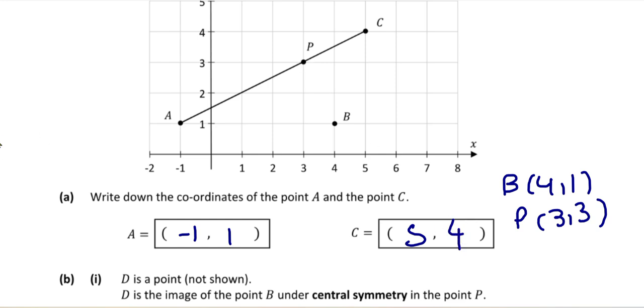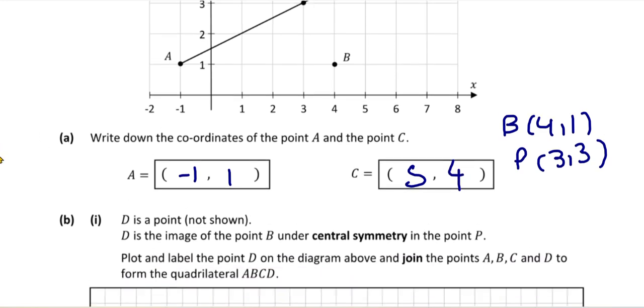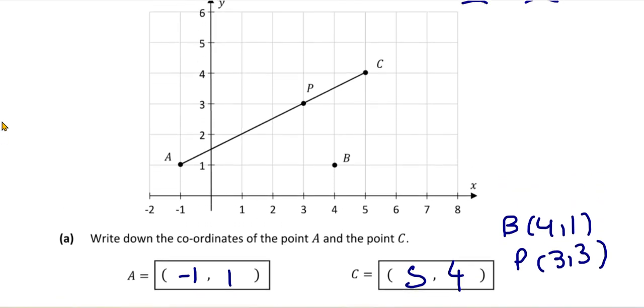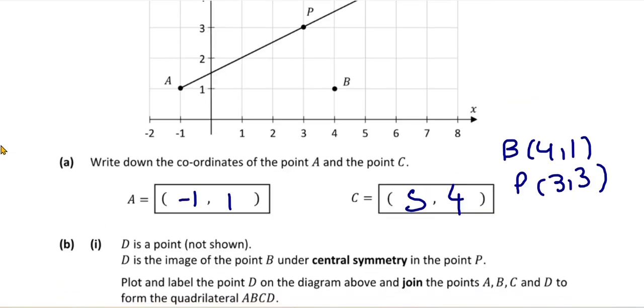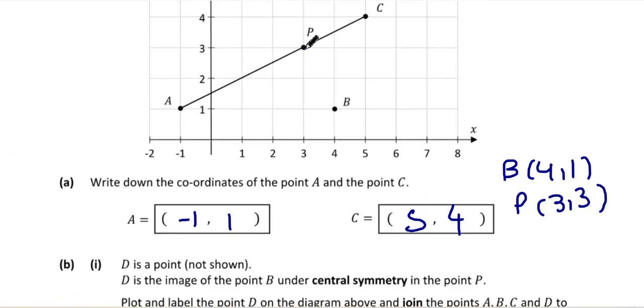Now, D is not shown. To be fair, this isn't your fault, you haven't really done this yet. What central symmetry means is, do you see the point B and the point P? Central symmetry means travel from B to P and go the same distance out the other side. That's what central symmetry is.